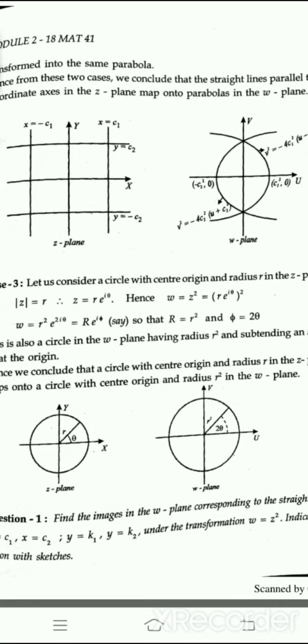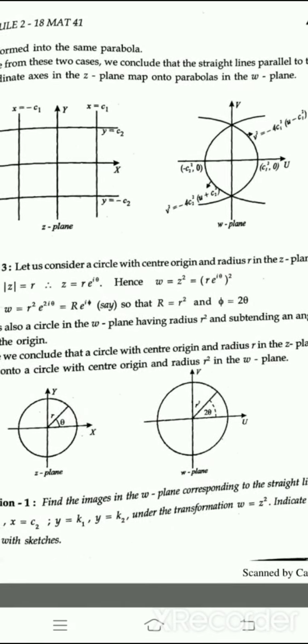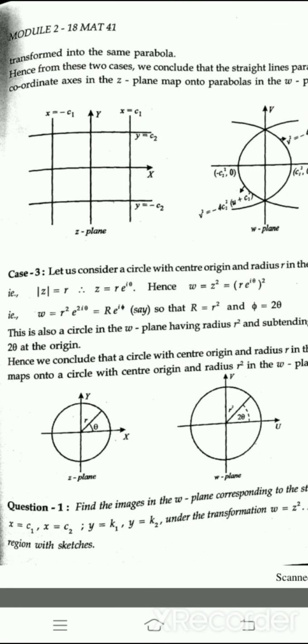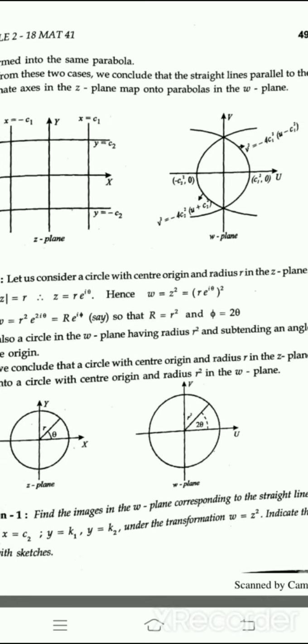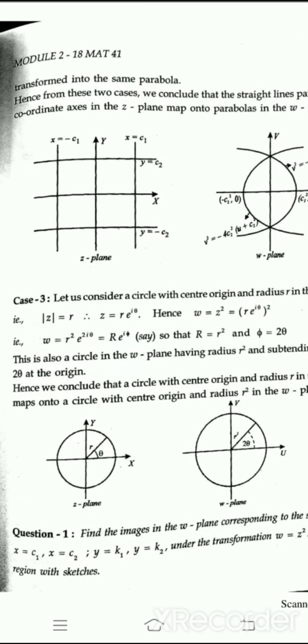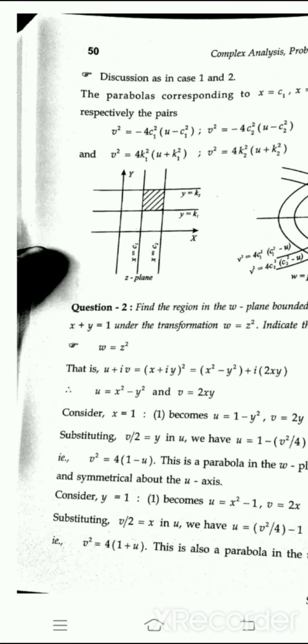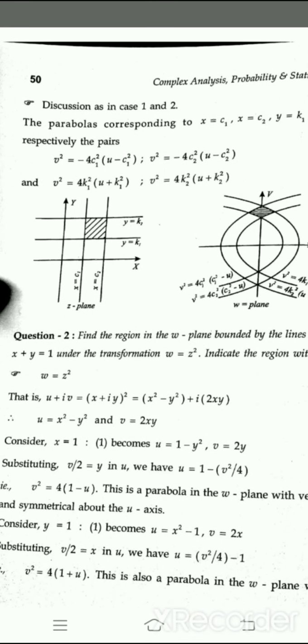Question 1. Find the image in the w plane corresponding to the straight lines x = c1 and x = c2, y = k1 and y = k2 under the transformation w = z square. Indicate the region with sketches. By using case 1 and case 2.